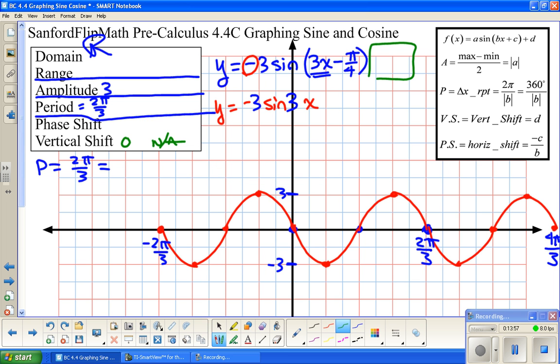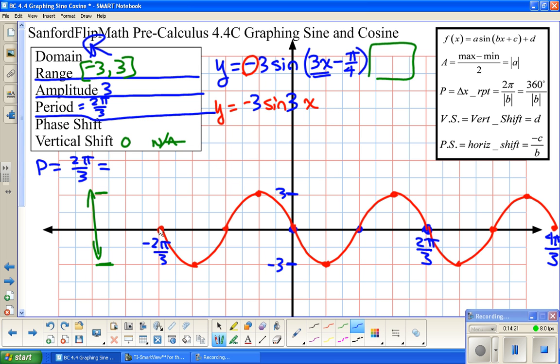Okay, range, well, since there's no vertical shift, and vertical shift's about y values, and range is about y values, I can do the range now. So the range is between -3 and 3. Again, if there's a vertical shift, then you have a little bit of work to do. All right, phase shift is the last thing we need to do, and we need to graph it.